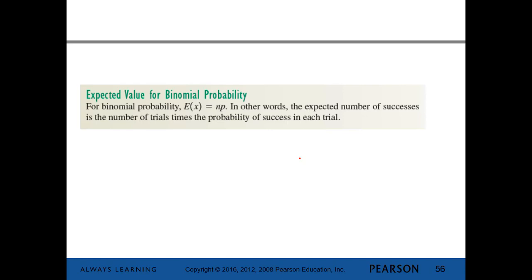Now what about binomial probability? If it's a binomial experiment, guess what? The expected value is just the number of trials times the probability of success, n times p. So the expected number of successes out of n trials is just the number of trials times the probability of success. That's it.